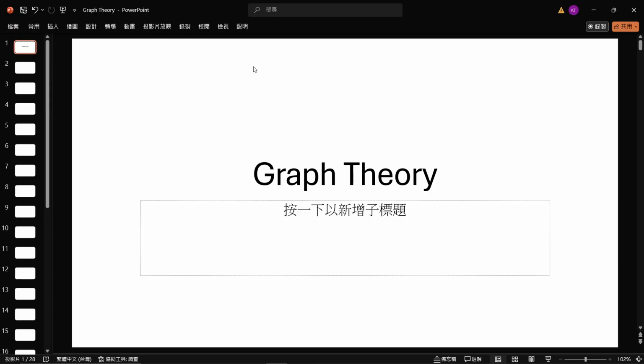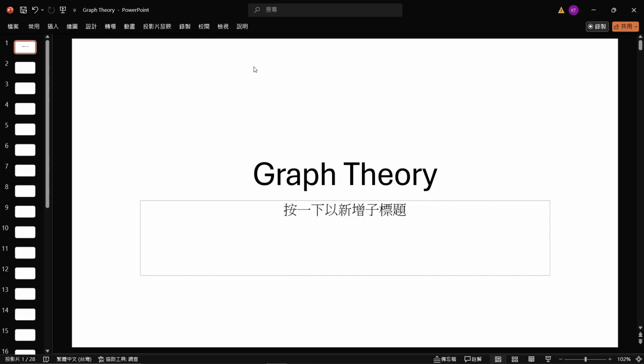Okay, so welcome to graph theory. So this is the first week. Today we're going to give you some motivation. Why should you study graph theory if you're a computer science student? And we'll also briefly overview the topics that we're going to discuss this semester, and of course, the grading policy, the midterm and finals.